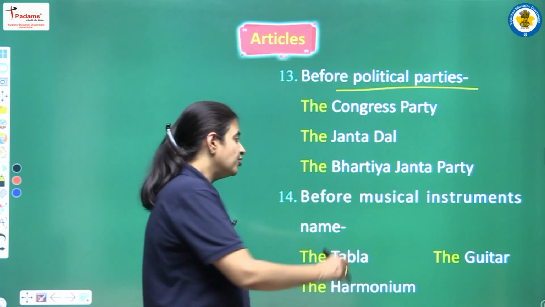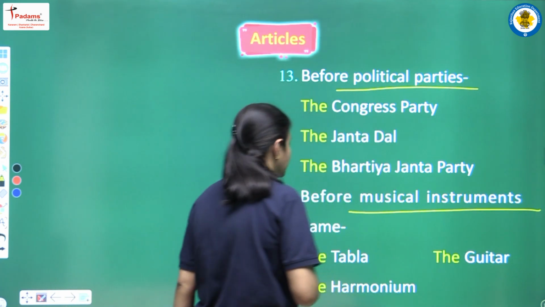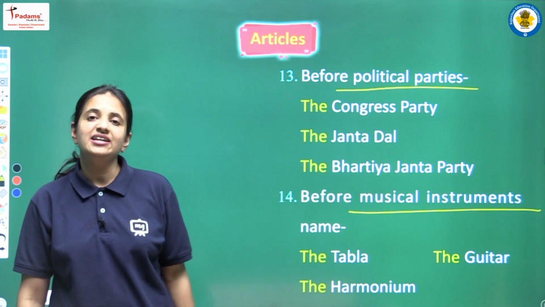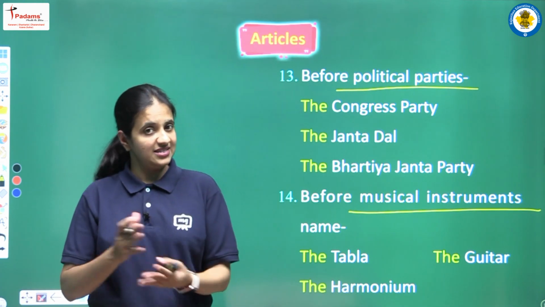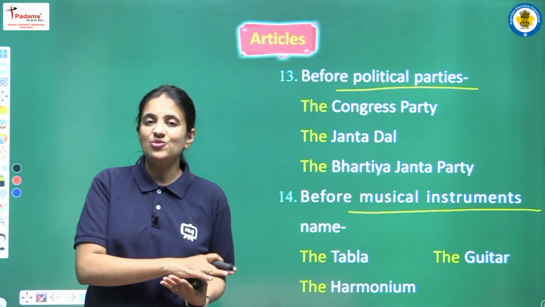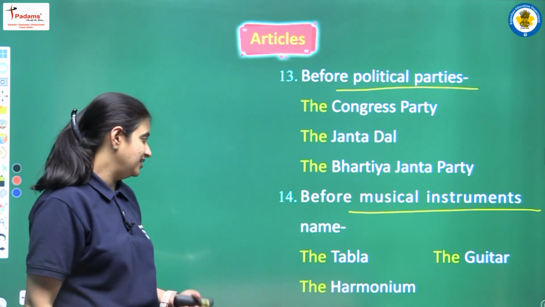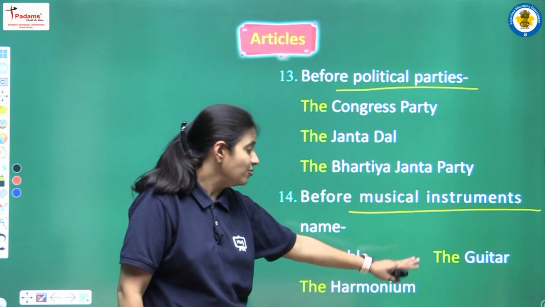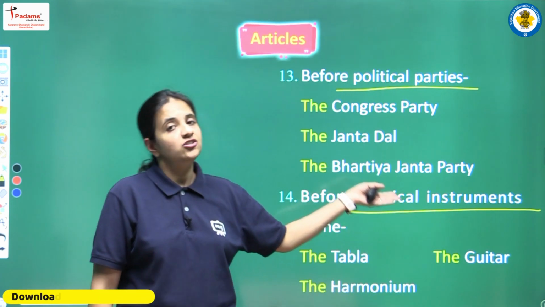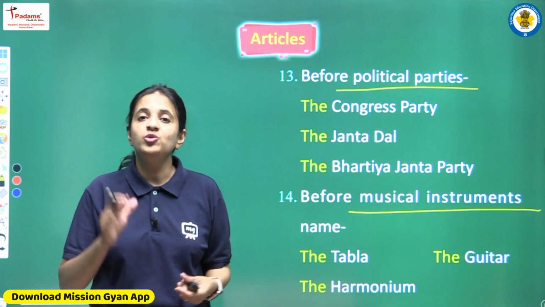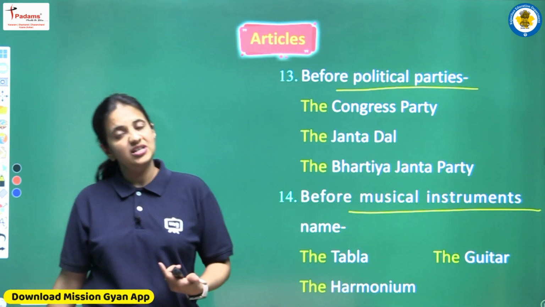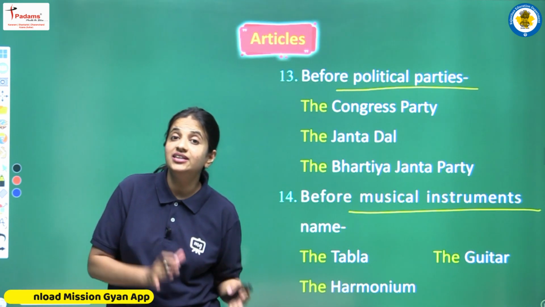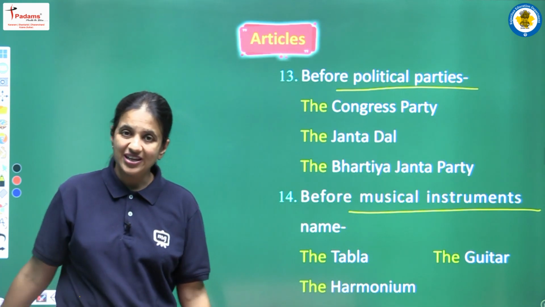Next, use "the" before musical instrument names. If we have any kind of musical instrument in a sentence, before that we have to put "the" as an article. Some examples are the tabla, the harmonium, or the guitar. All these are names of musical instruments. So all musical instruments have "the" as an article. Okay.